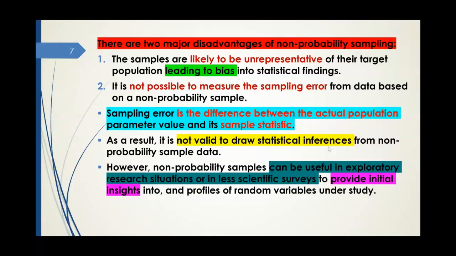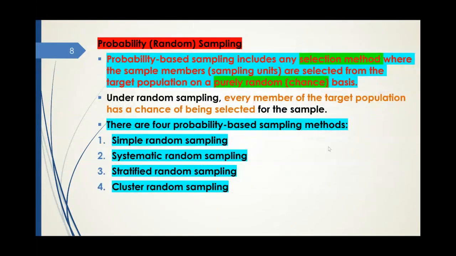And as such, as a result, it is not valid to draw statistical inference from the non-probability sampling data. I actually said this earlier. That is a problem because nine times out of ten, we want to be able to infer. But sometimes we can do this just to get a feel for what the data is telling us. So here's what they actually say. However, non-probability sampling can be used in exploratory research situations or in less scientific surveys to provide initial insight. They're just saying what I was saying in a more polished way.